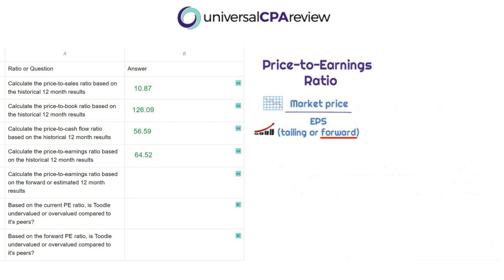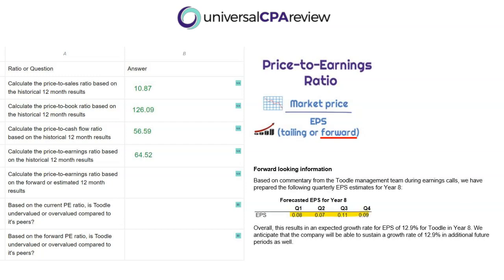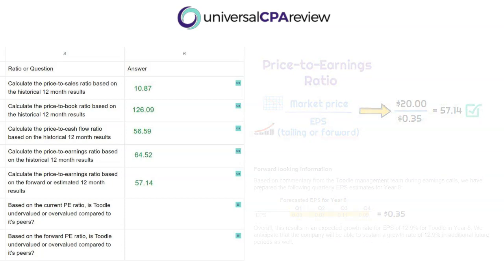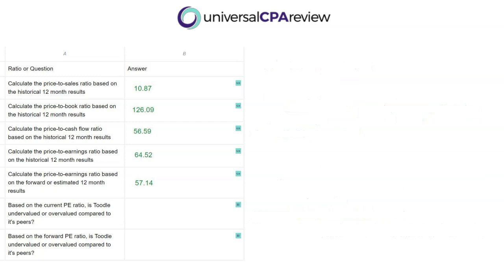Now for the price to earnings ratio based on the forward-looking 12 months, very similar, except where can we get the forecasted or forward-looking amount for the next year or 4 quarters? Well, if we go to the analyst report, they put together some forward-looking information. And based on some of their analysis and listening to some of the management team during earnings calls, the forward-looking EPS for year 8 is actually going to be 35 cents per share, right? So similar to what we just did for the other PE ratio, we're just going to take that market price of $20, divide by the forward earnings per share of 35 cents per share, and that gets us a PE ratio of 57.14. So we've gone through and calculated all of the ratios that we need to calculate.